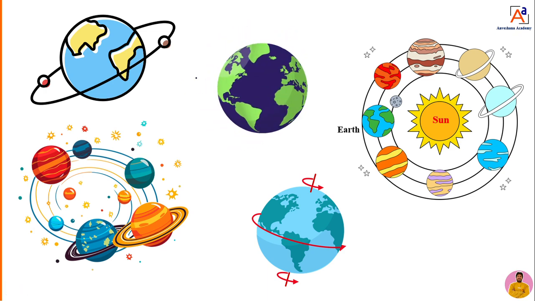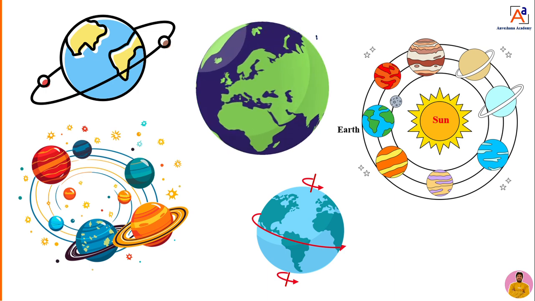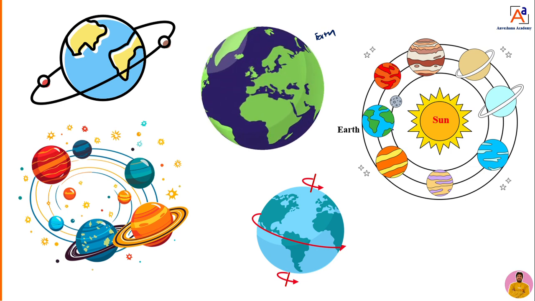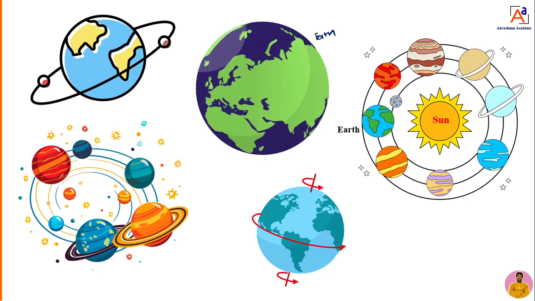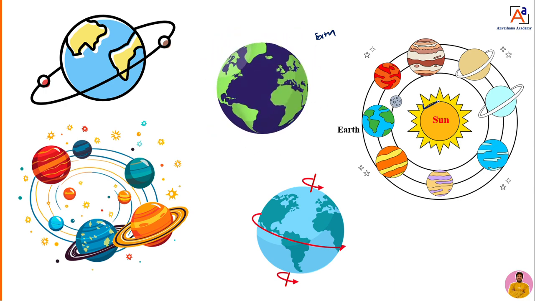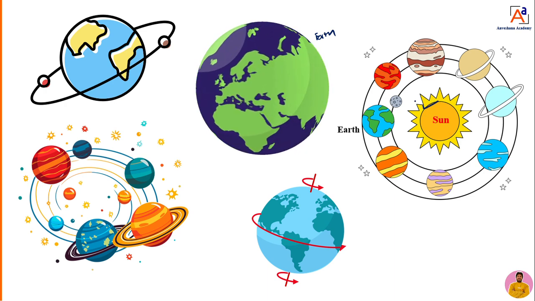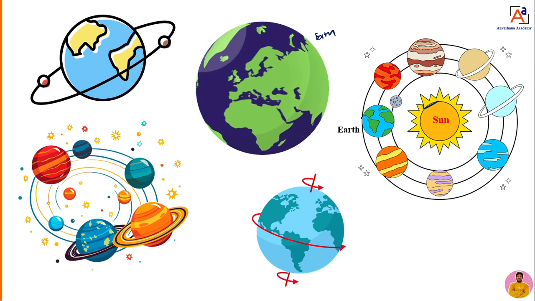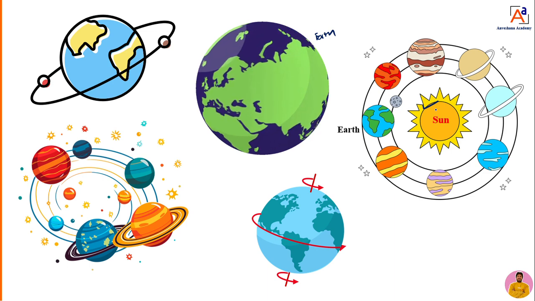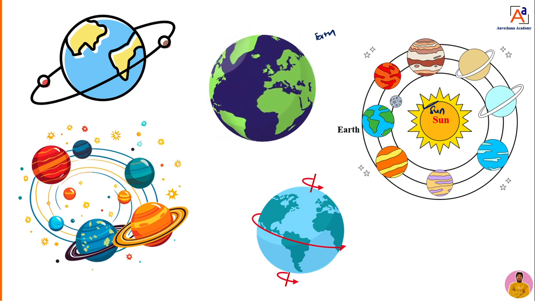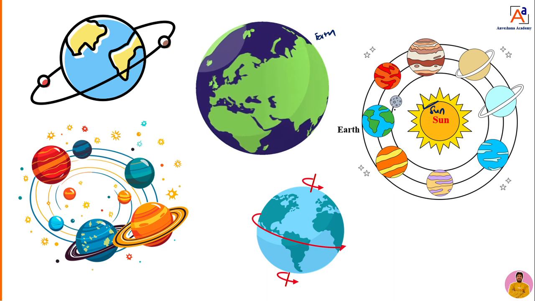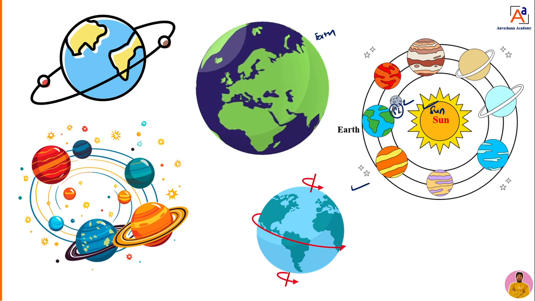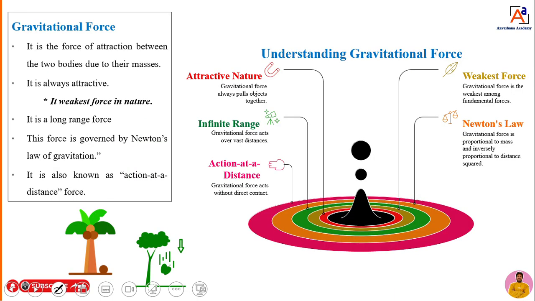And one more thing you can see now, the earth is moving around the sun, right? Because of what? Gravitational force. There is a force between earth and sun, hence the earth is revolving around the sun. Why is it so? Because of the gravitational force. If there is no gravitational force, the earth cannot move around the sun. Like that you can see, there is a gravitational force.